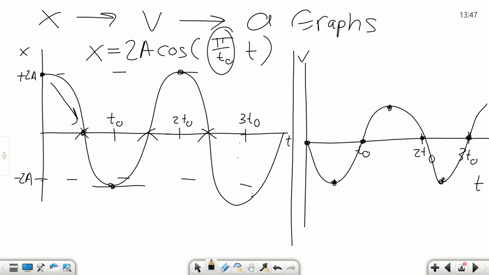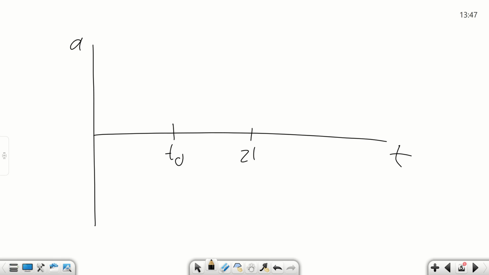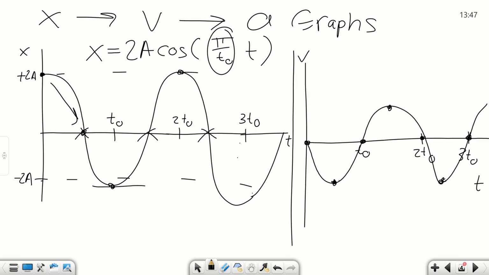What about velocity? Actually, I don't want to. I'm going to try to do this without erasing it. Okay, what about acceleration time graphs? I have T naught, 2T naught, 3T naught. I can write in here negative V max, positive V max, so you at least recognize where those are occurring.